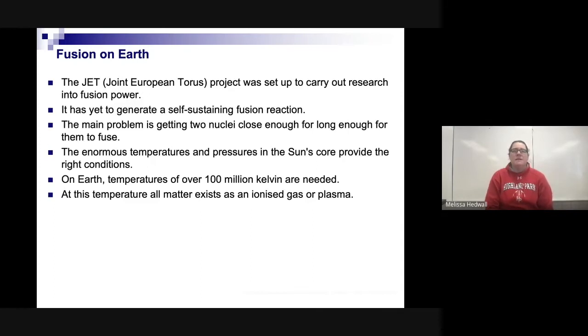It's all about the surrounding requirements needed in order to make this happen. The main problem is getting those two nuclei close enough and for long enough for them to fuse. And the enormous temperatures and pressures of the sun's core provide the right conditions. So for us to reproduce those conditions is just not within what we have the ability to do. On Earth, temperatures over 100 million Kelvin are needed. And at this temperature, all matter exists as an ionized gas or plasma.